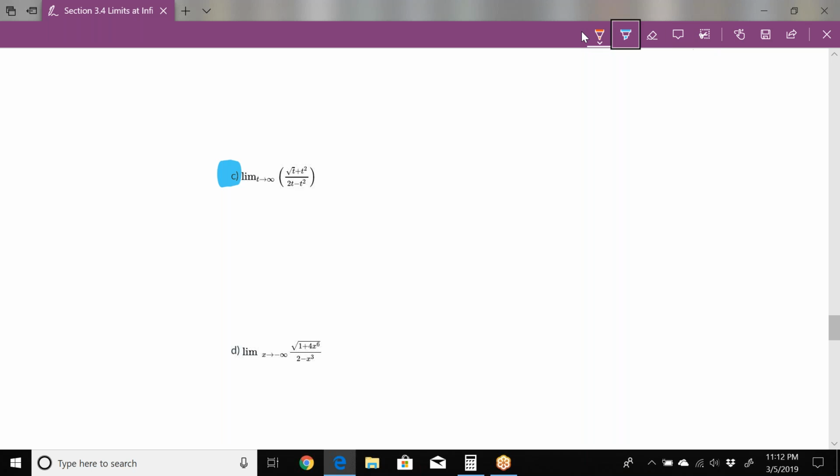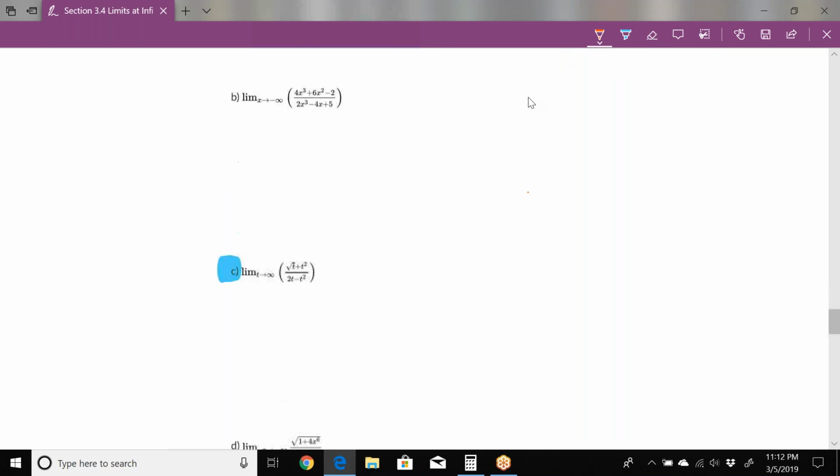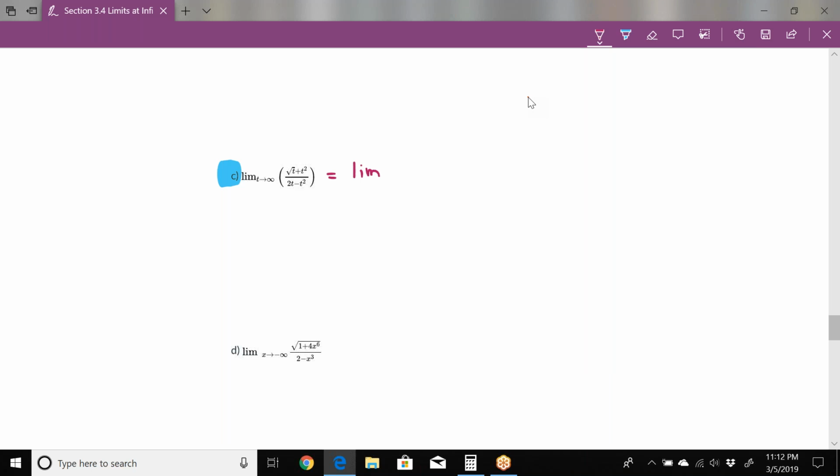It says we're evaluating this limit. That was our directions: find the limit or show that it does not exist. And this one's a little bit different because it has a square root in it. So this would be the limit as t approaches infinity. And we're using the highest power in the denominator, which is t squared. So remember, you could write the square root of t as t to the 1/2. So we have that divided by t squared plus t squared divided by t squared. In the bottom, we have 2t divided by t squared minus t squared divided by t squared.